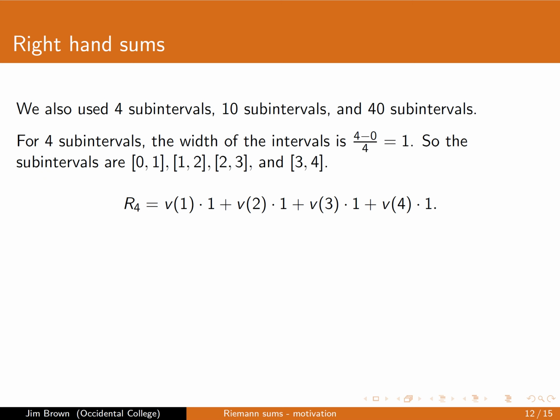And so for our right-hand Riemann sum with 4 subintervals, we use the right edge of each of those intervals. The right edge of this interval is 1, so we have v of 1, and then multiply it by the width, which is 1. For this one, we'd use the right edge, which is 2, and then multiply it by the width, which is 1. Right edge is 3, right edge is 4. That gives us our Riemann sum with 4 subintervals.